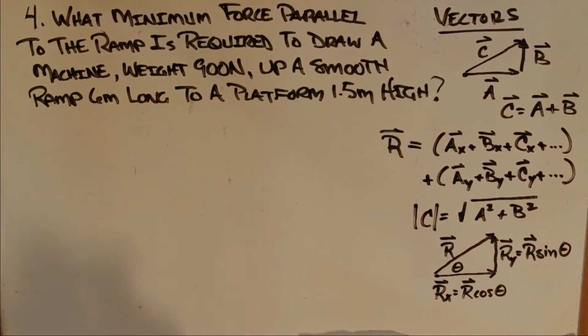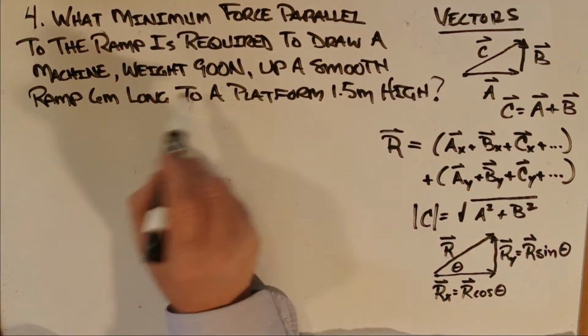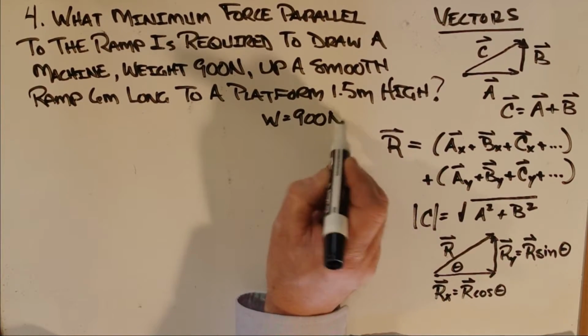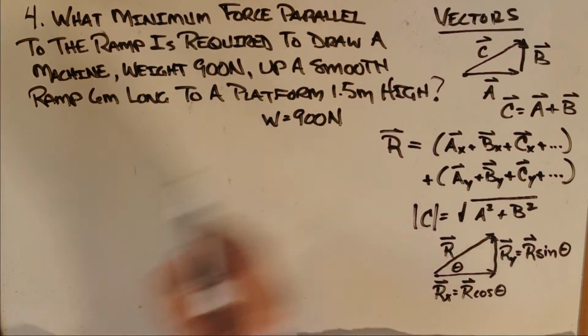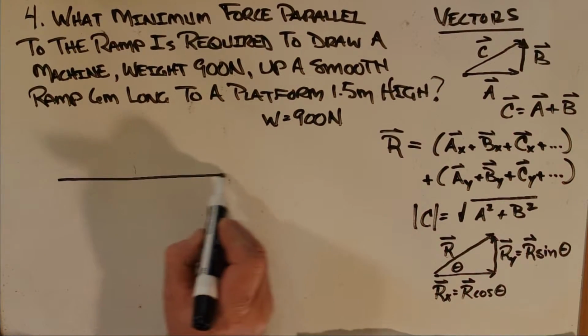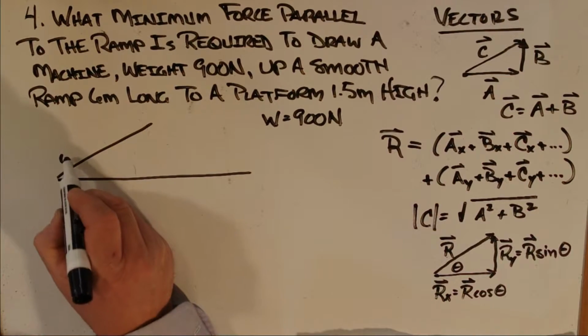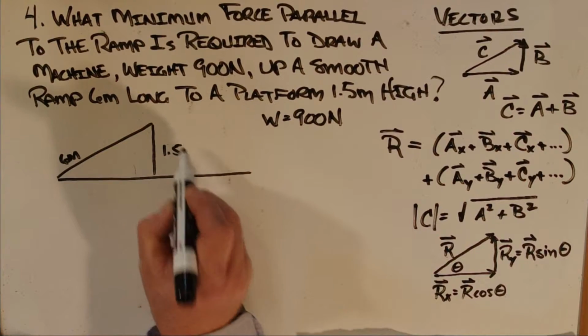The fourth question, we're asked to find the minimum force parallel to a ramp, which will draw a machine of weight 900 newtons up a smooth ramp. The ramp is 6 meters long. The platform that it goes to is 1.5 meters high. Draw the picture. You have a ramp 6 meters long. It goes to a platform 1.5 meters high.